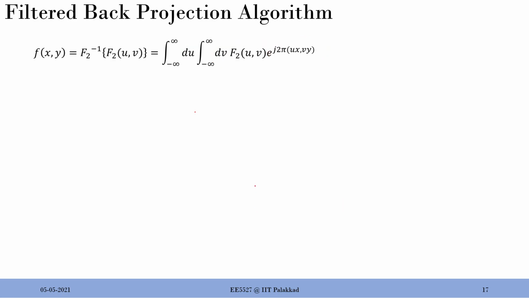Now in the slice theorem we need to work in polar coordinates, right? Because angle is the deciding factor, right? You take it at different phi. So for that you need to represent the 2D Fourier transform in terms of polar coordinates, where u is actually omega cos phi.